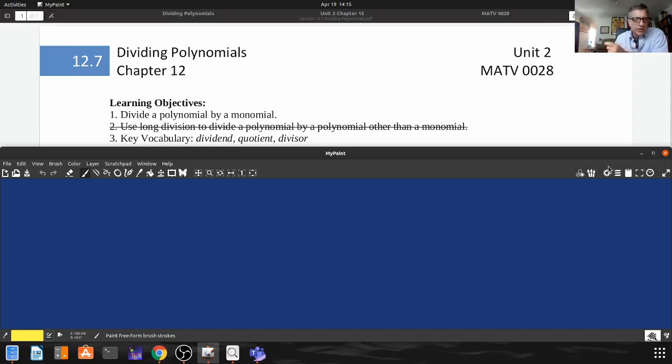Okay, we're going to start 12.7. This one's going to be really short. We're going to restrict ourselves to dividing polynomials of a special type. In particular, the numerator.